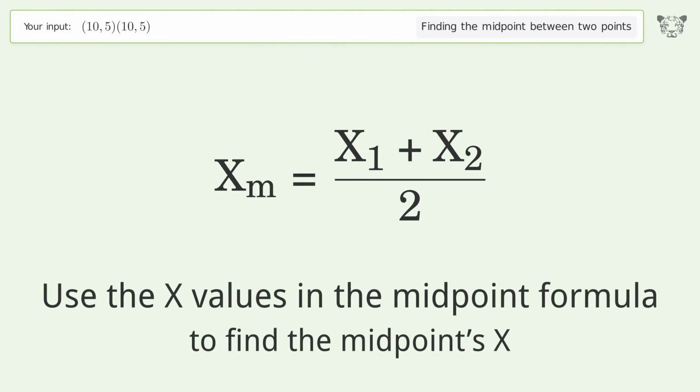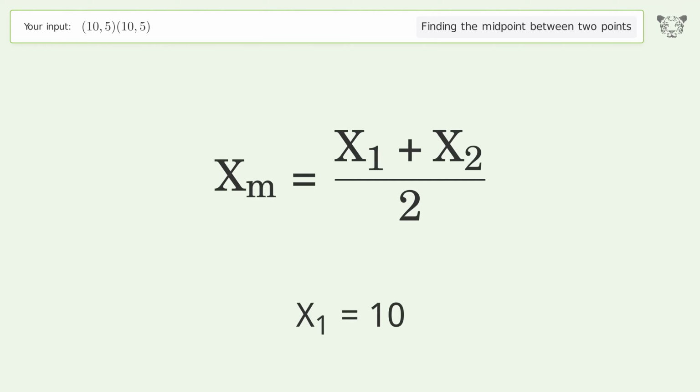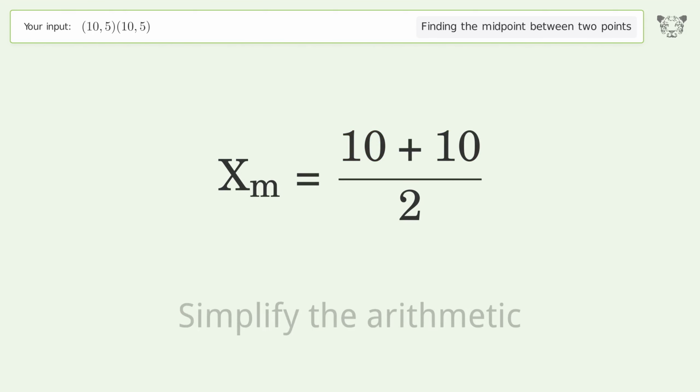Use the x values in the midpoint formula to find the midpoint's x. x1 equals 10. x2 equals 10. Simplify the arithmetic.